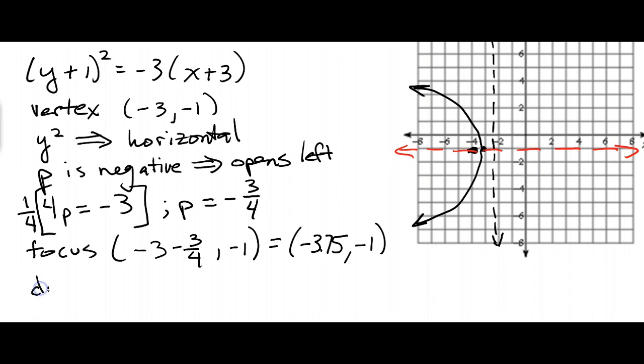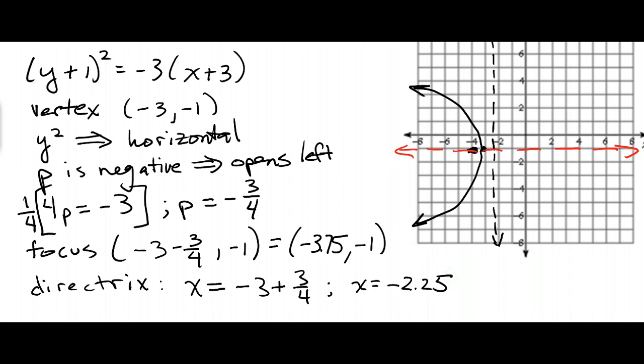And our directrix, remember, the directrix is a line, and since this line goes through the x-axis, it's going to have an equation of x equals. So we started at negative 3 and we moved 3/4 to the right, so it's negative 3 plus 3/4. So we get x is equal to negative 2.25. So focus is over here. Directrix, again, it's a line, so it has the equation of a line. This one goes through the x-axis.